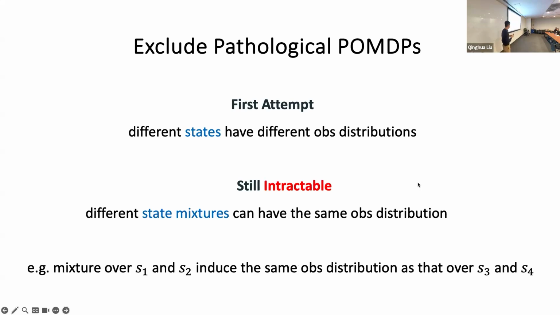This is not sufficient, because we could have different state mixtures that contain dramatically different states, but together these mixtures induce the same observation. So a naive example is a mixture over S1 and S2 could induce the same distribution as a mixture over S3 and S4, although S1, S2, S3, S4 are dramatically different. So we want to further avoid these hard instances.